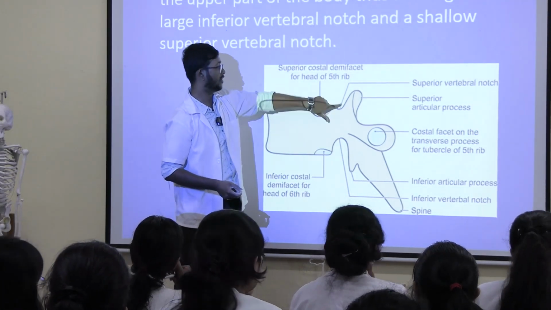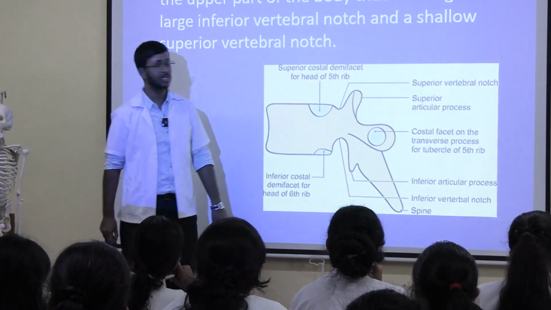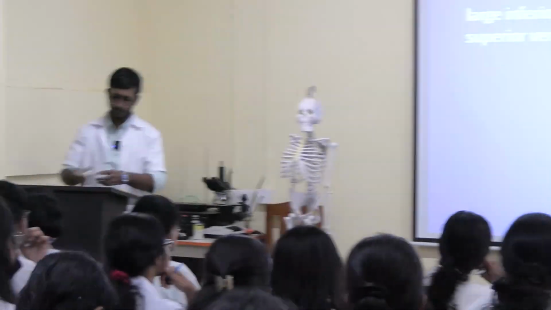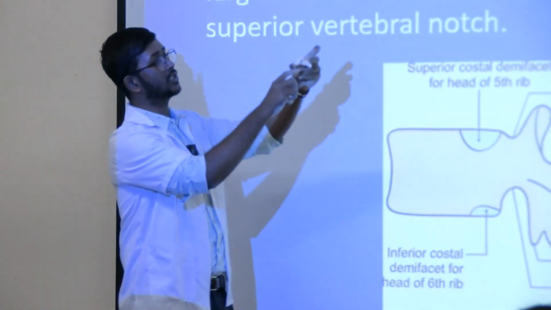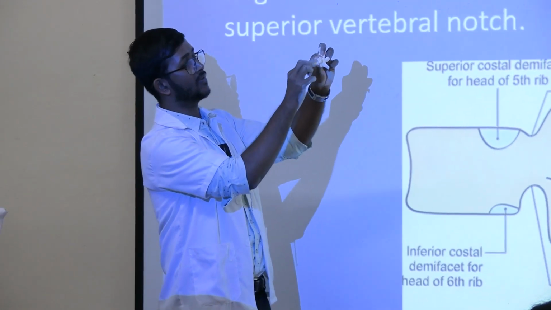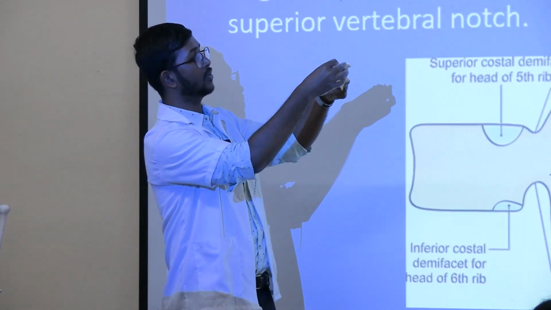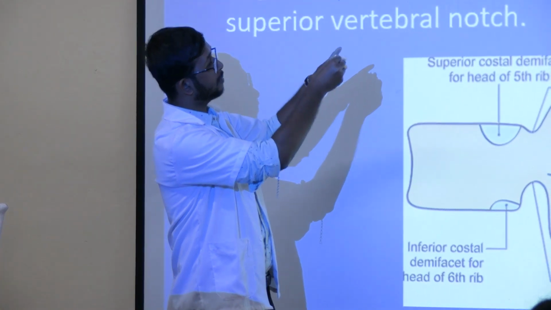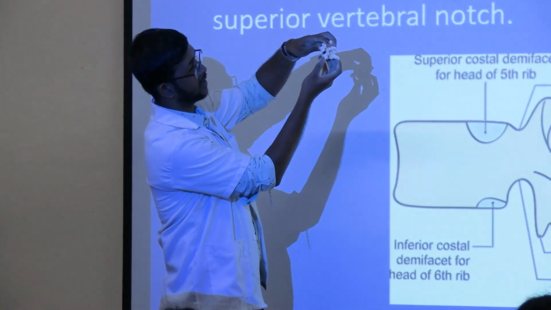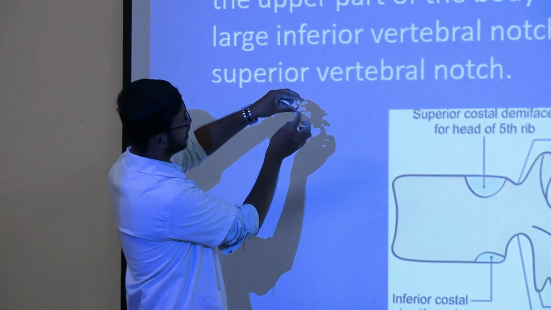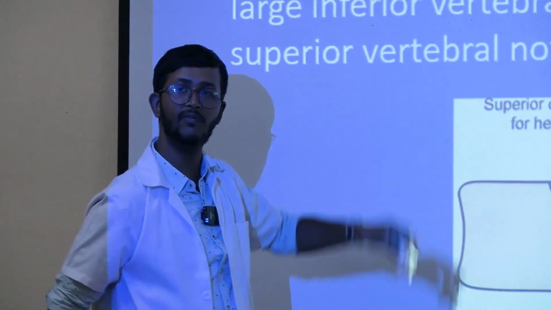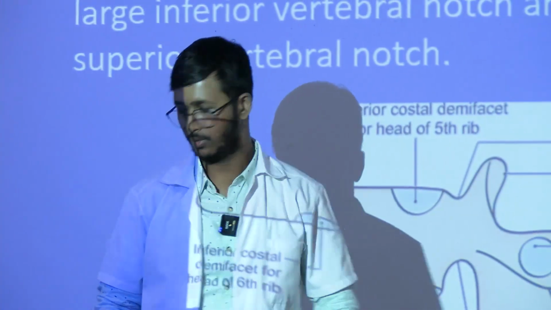Okay, so this is the superior and inferior vertebral notch. This is your superior vertebral notch, here is your inferior vertebral notch. Similarly, this is your superior vertebral notch and inferior vertebral notch. When these two bones are combined with one another, there will be one foramen. See the foramen. This foramen occurs. Through this foramen, the dorsal and the ventral rami of the spinal nerves come out.